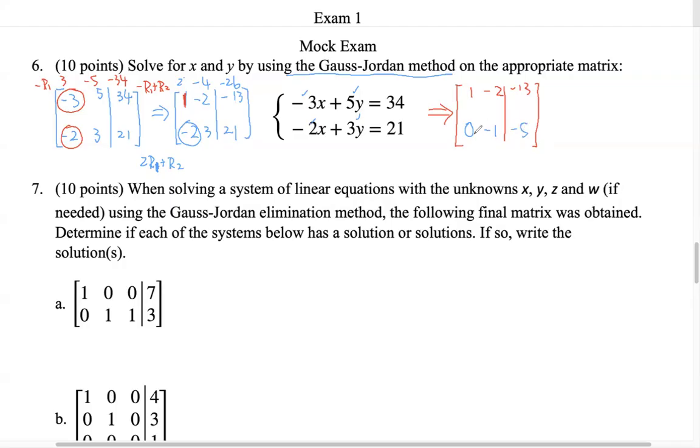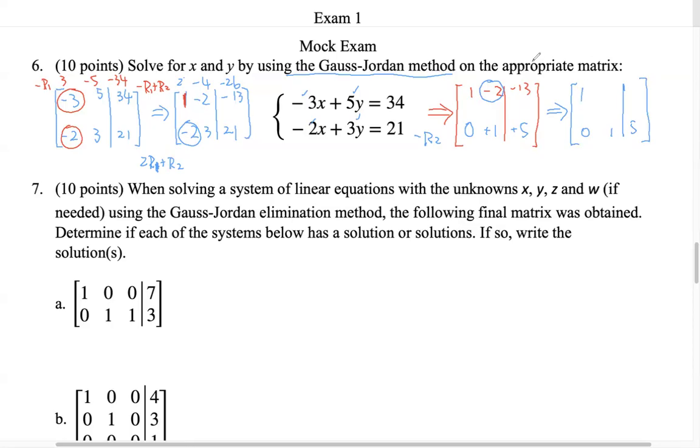Now the second row is solved. Negative y equals negative 5. I can just multiply by negative 1. Right? I can do negative R2 here. So switch this one to be positive. Now, all I have to do is change this one to be 0. So just one more step. So the second row is solved. y equals 5.